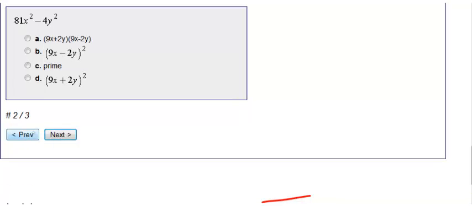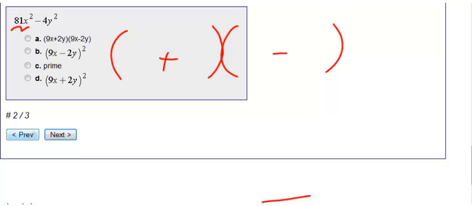Number 2. Okay, we double check. We see there's a minus sign in the middle. There's nothing. That middle term is gone. We have 81 and 4, and those are perfect squares. Therefore, I can make my two sets of parentheses. I can put a plus and a minus.